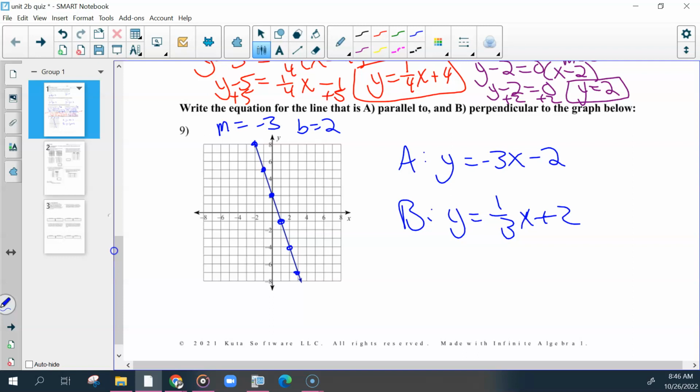For A, it can't be the same thing as what's already given, because then it would just be the same line. So if I were to draw this one, just so you can see what that would look like. I can tell that these are parallel lines, they're not going to intersect. But if I had put +2, it would be on top of the one that's already there.